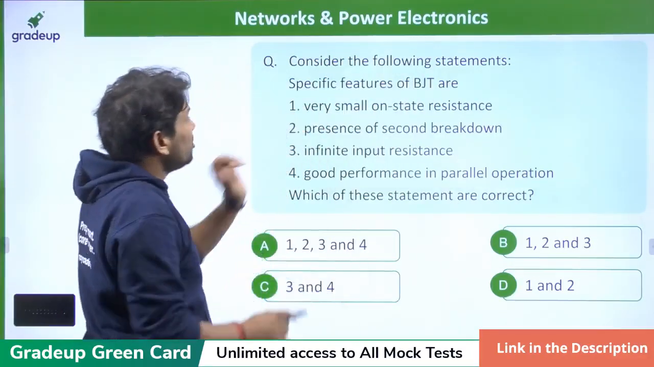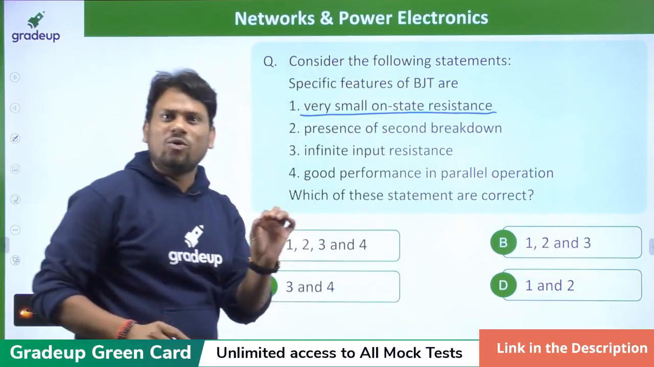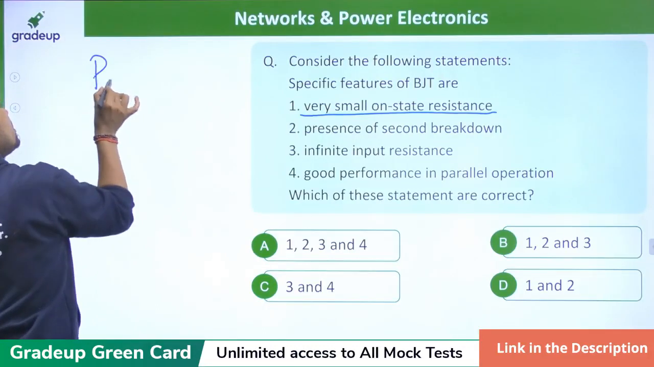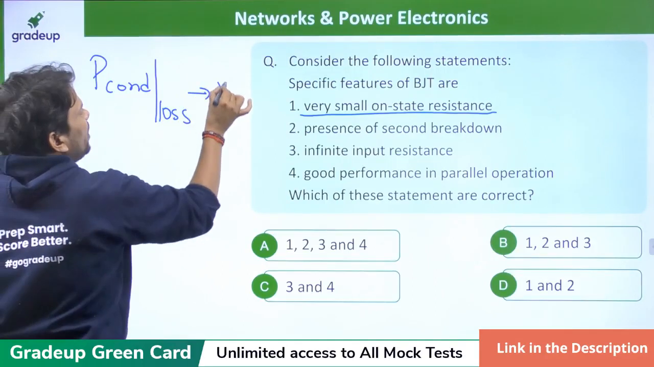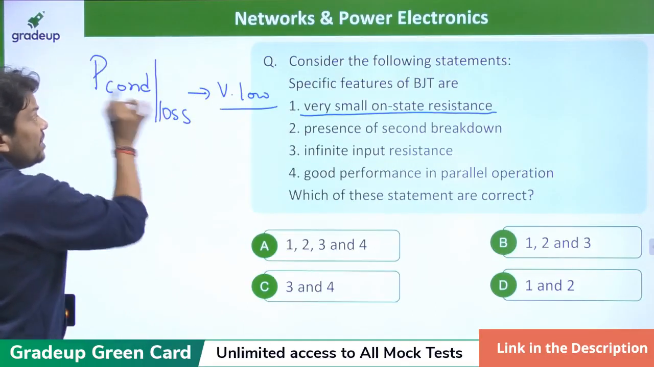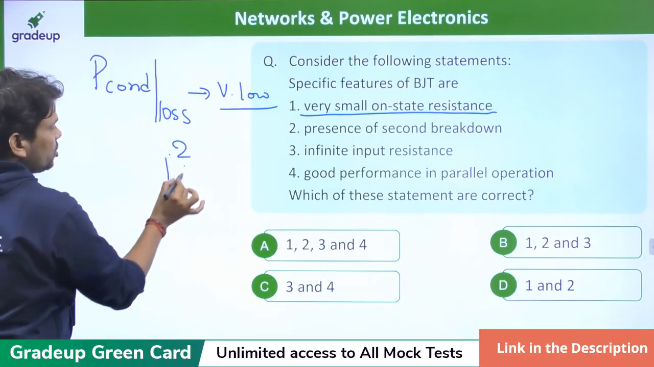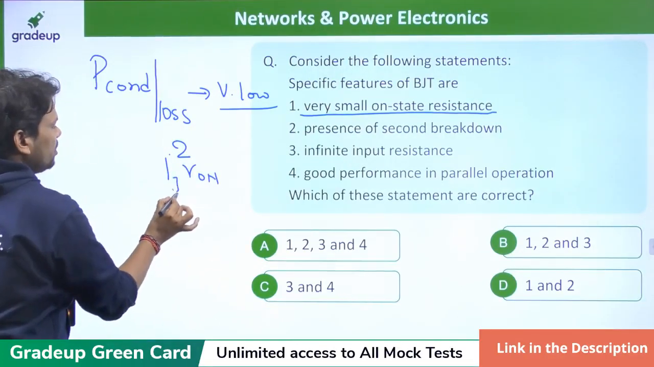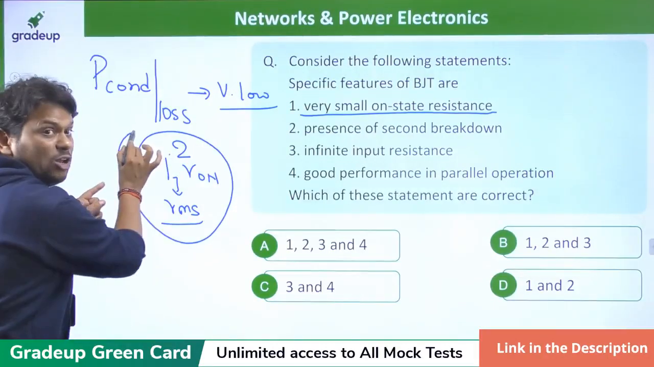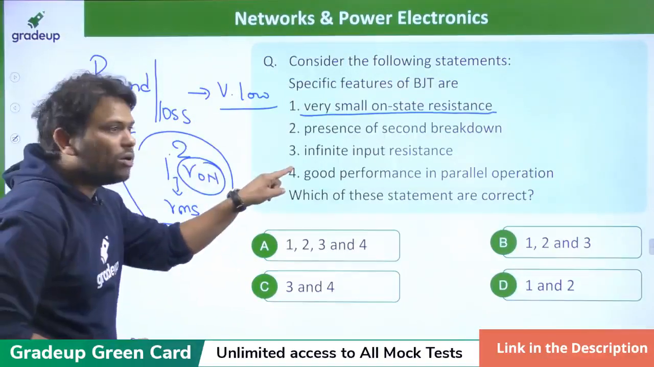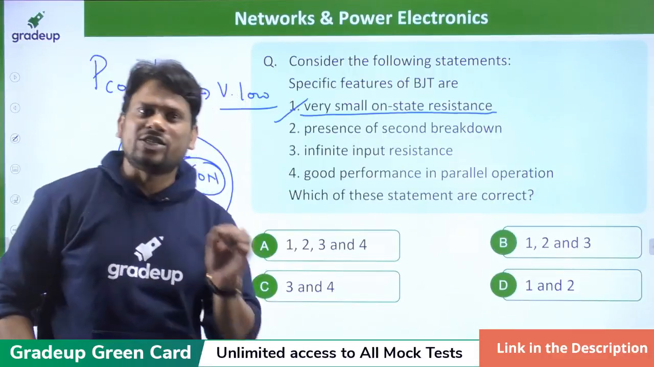So BJT turn on resistance is very low. Please mind it. BJT conduction loss is very low. And that conduction loss is nothing but current through BJT square into R on. That value should be RMS. So if that loss is very low, it means this R value should be low. So the first statement is right. Very small turn on resistance.